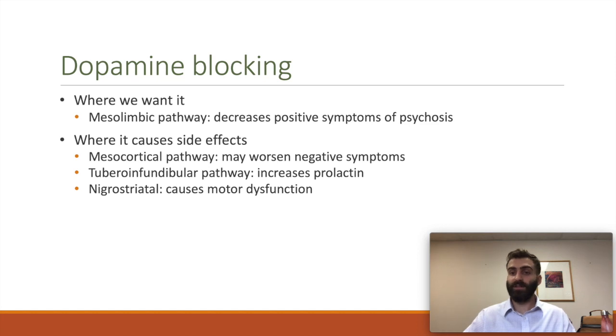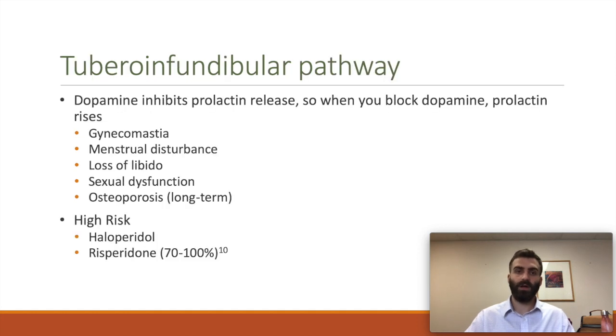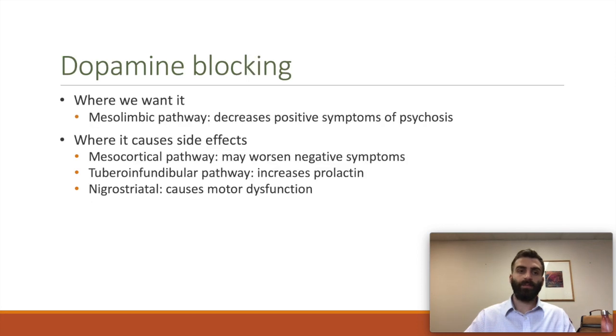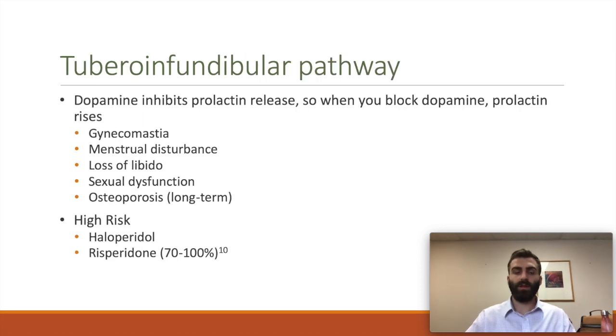So this causes side effects in different areas. With the mesocortical pathway, you can worsen the negative symptoms of schizophrenia. With the tuberoinfundibular pathway, you increase prolactin, and we'll go into the consequences of that. And then the nigrostriatal pathway causes motor dysfunction, or EPS, which is extrapyramidal symptoms. So we'll skip the mesolimbic and mesocortical, but let's go into the tuberoinfundibular.